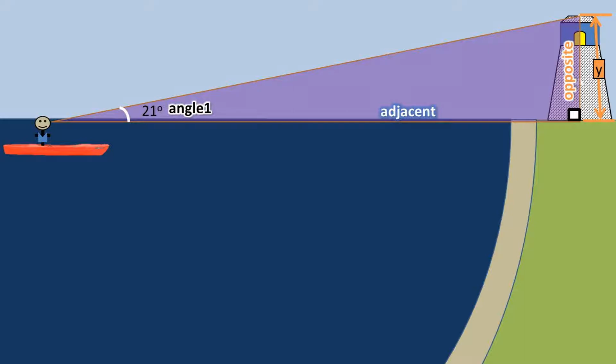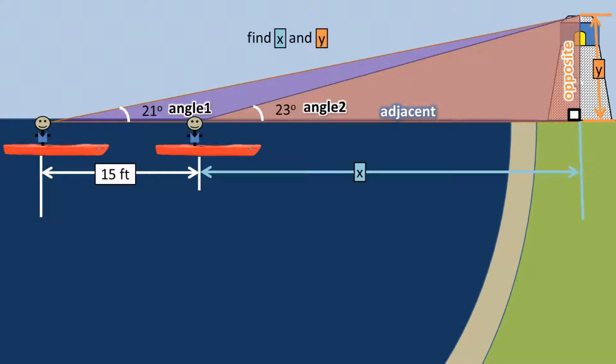You are in a kayak and notice a lighthouse in the distance and take an angle measurement of the lighthouse from the base to the tip and get an angle of 21 degrees. Now you move 15 feet closer and take an angle measurement of 23 degrees from base to tip.